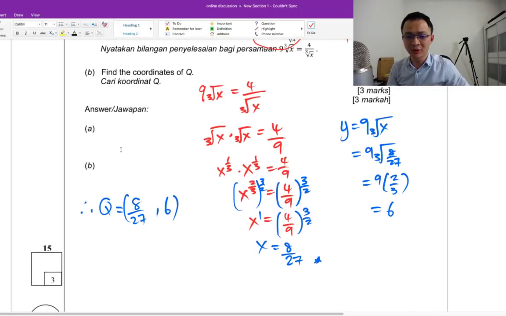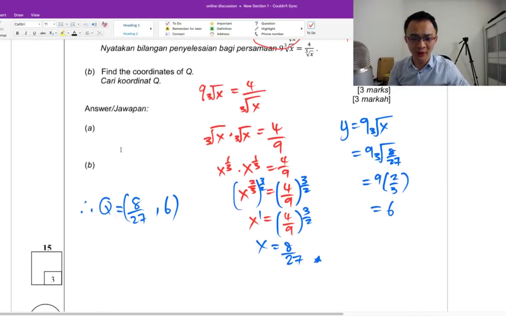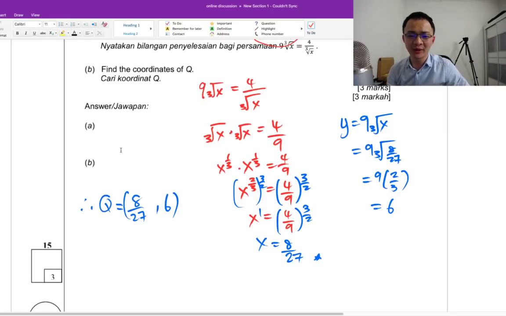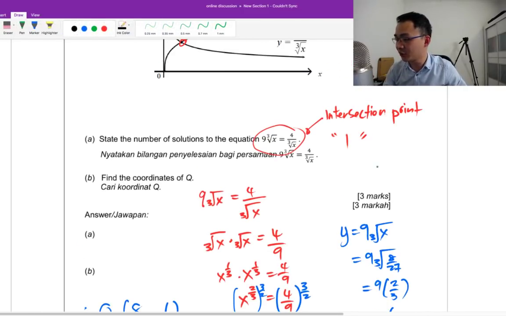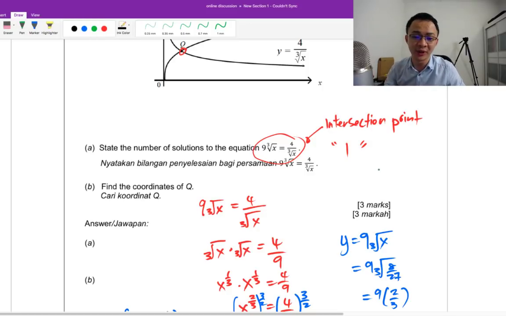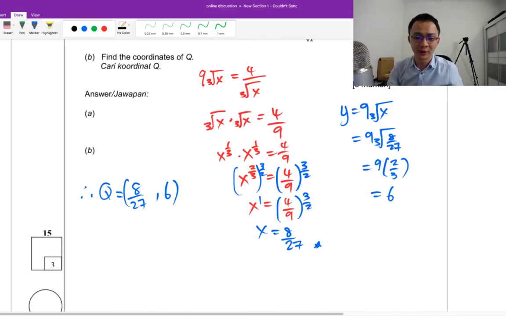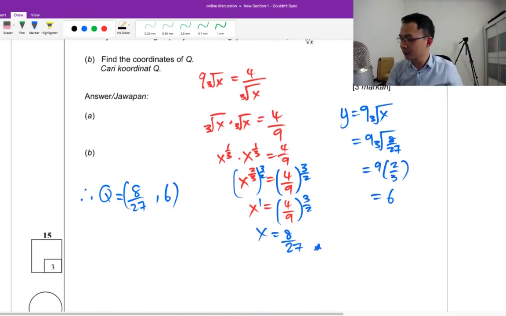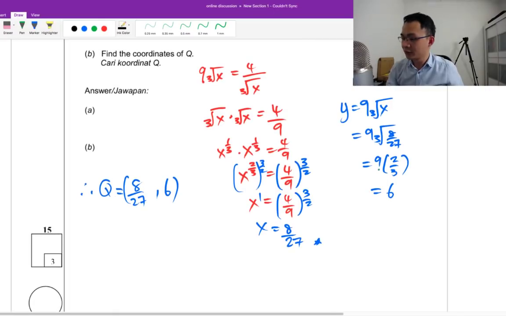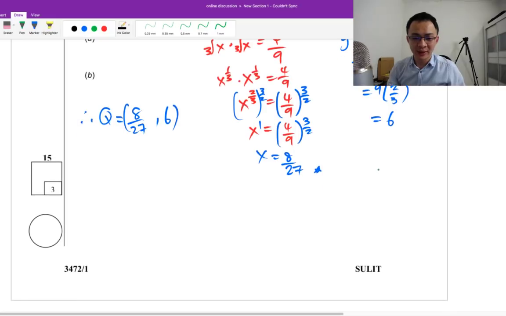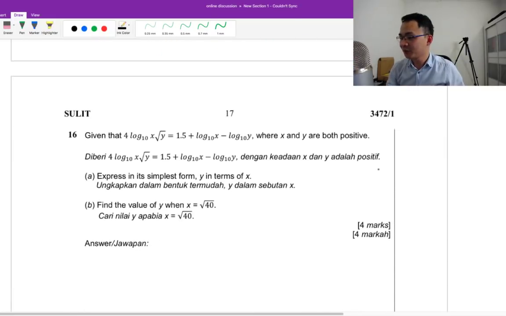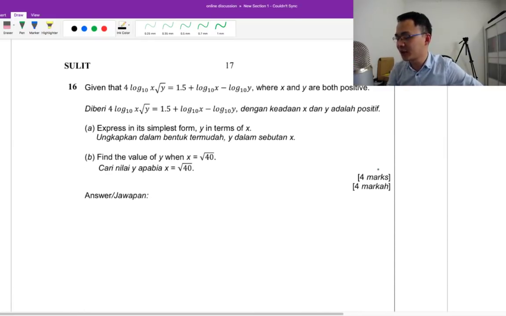I see some students actually got 4 over 27. How do we get y square root? Okay, we don't have any square root in this case. All of this is a cube root. If you see the question carefully, they are cube roots, yet they are not the square root. So yeah, you all please double check your answer. Let's move on to question 16.